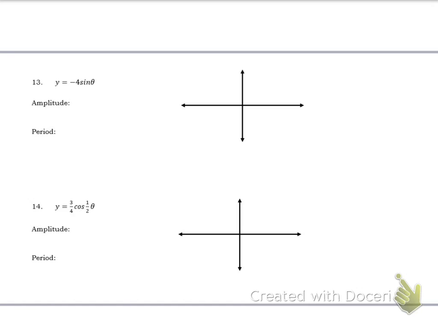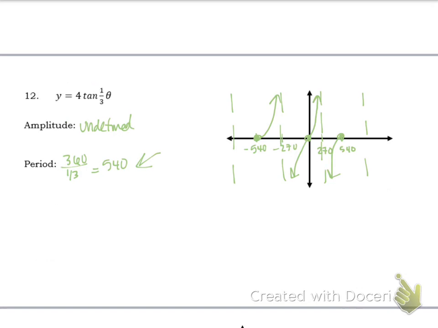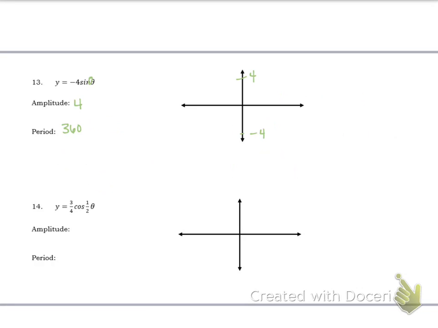Okay, my next one, we take the absolute value, so my amplitude is going to be 4, so the high is 4, the low is -4. And then I do my normal 360 because there's nothing in here. And tangent, I'm sorry, this should have been 180. Divided by 1/3 gets us 540, sorry. Okay, you're still doing the same thing of multiplying all your answers by 3, but it should have been a 180 there. Just wrote the wrong one in.